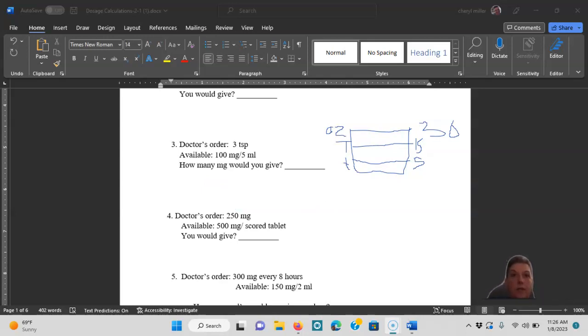So the next one, I want to give 250, and the pharmacist gave me 500 milligrams in scored tablets. Go ahead, desired over have. As long as that's a scored tablet, like it says, I can go ahead and give a half a tablet.